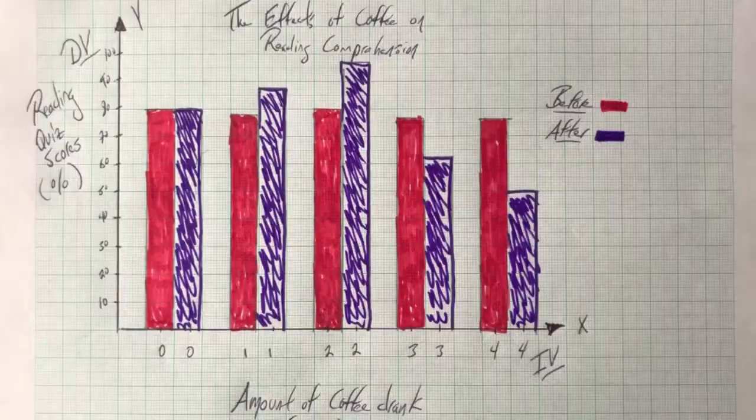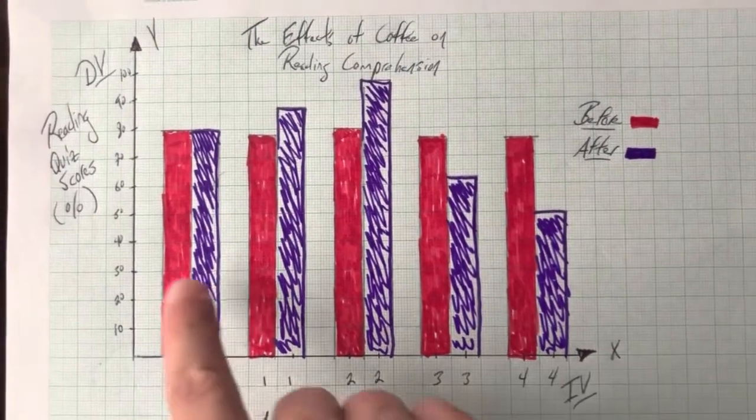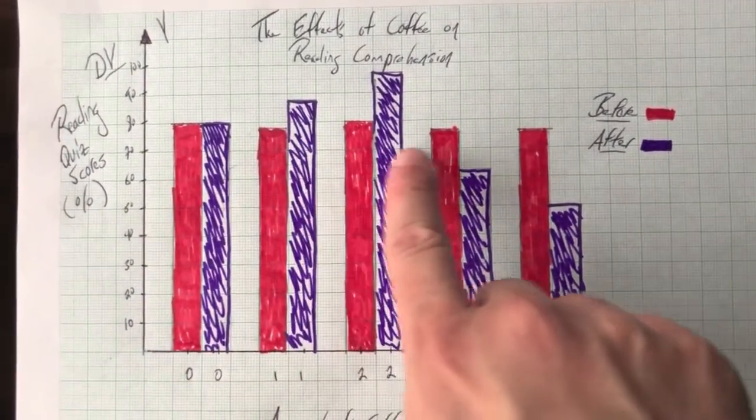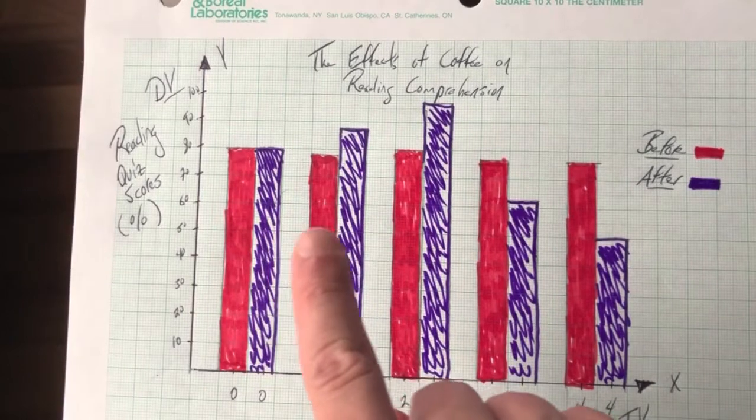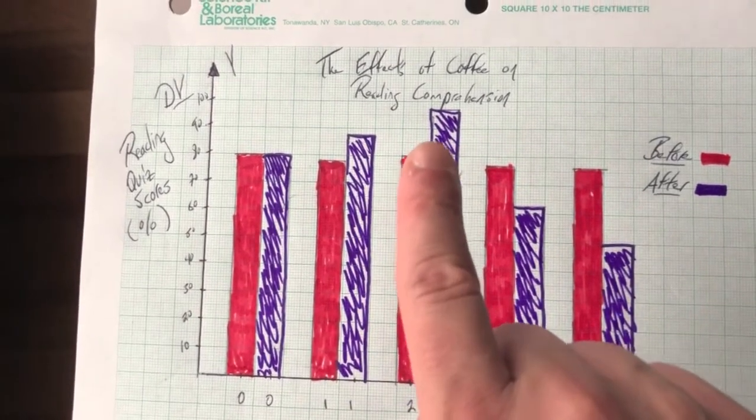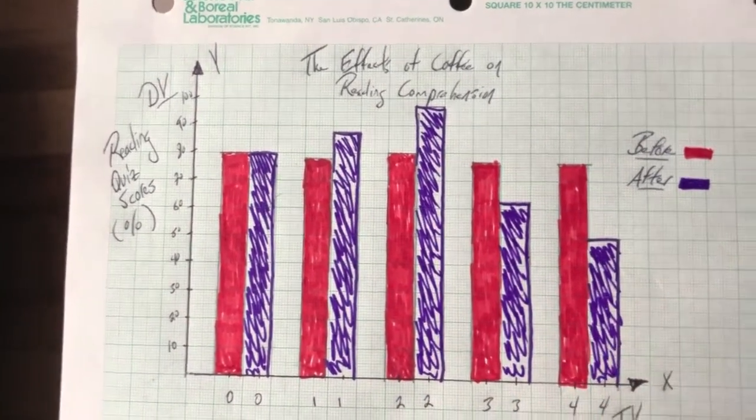Okay, from the results of my experiment, it's safe to say that for the most part, everyone performed relatively the same on their first reading quiz without coffee here in red. But look at the purple bars over here. It goes up with the numbers of coffee, but then it decreases with cups 3 and 4. So, now I have to interpret these results.